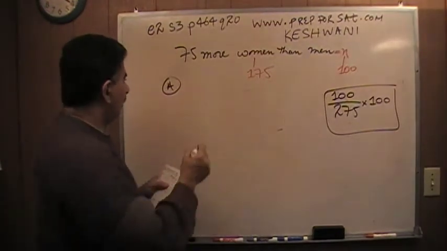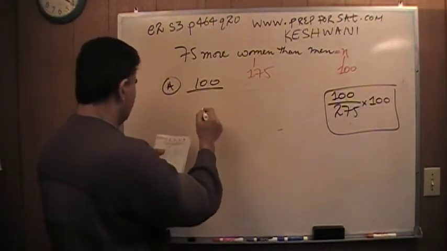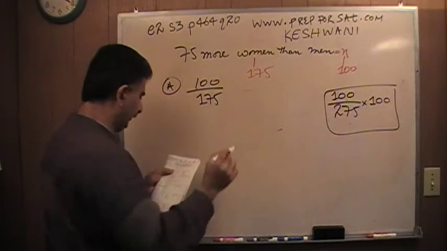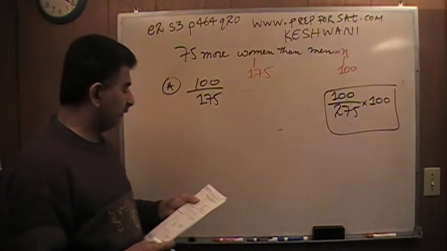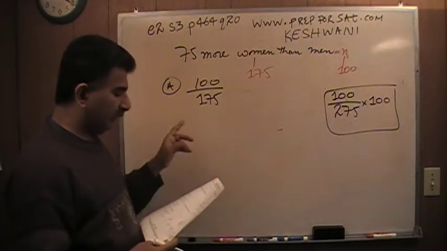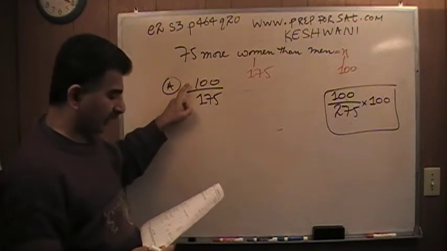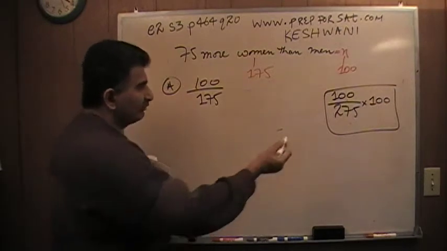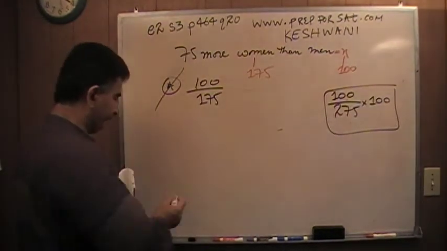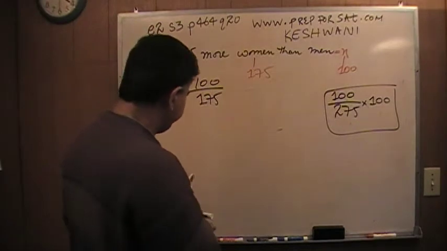A says 100 over 175. And that's all it says. I hope you see where I'm coming from with 100 plus 175, because it says n, which is 100 in our case, over n plus 75, which is 175. This looks nothing like that. That's not the answer. Let's move on to B.